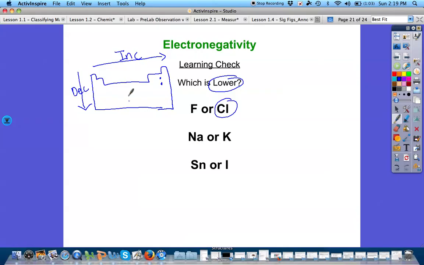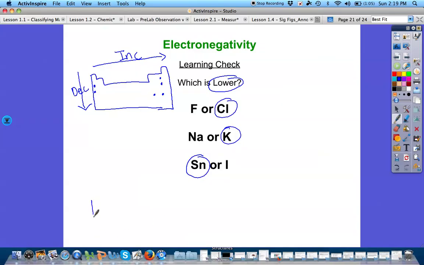For sodium and potassium, potassium is going to be a larger atom, so it's going to have a lower electronegativity, less attraction to the nucleus. And then our last two are tin and iodine. Well, tin is going to be a little bit larger atom, so there's going to be less attraction for the electrons to the nucleus. So tin will have a lower electronegativity.